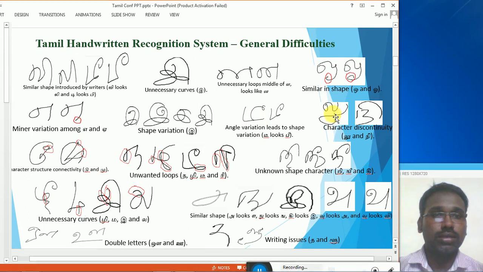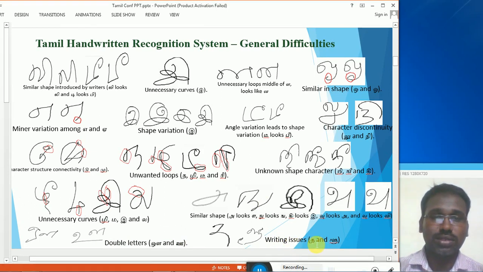Character discontinuity is found in some characters. There is character structure discontinuity, with structure connectivity issues, and there is overloop: unwanted loops created by writers. Some characters look like unknown shapes. There are also similar shapes, and double letters.